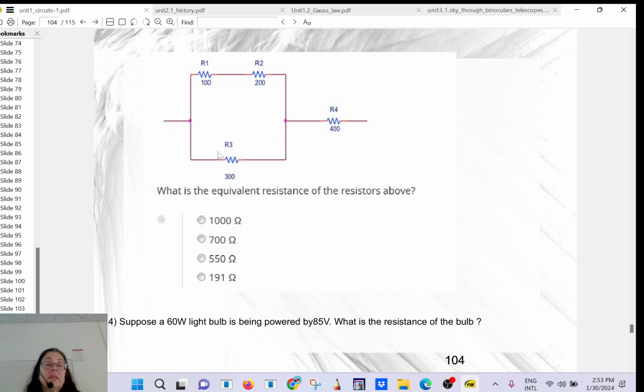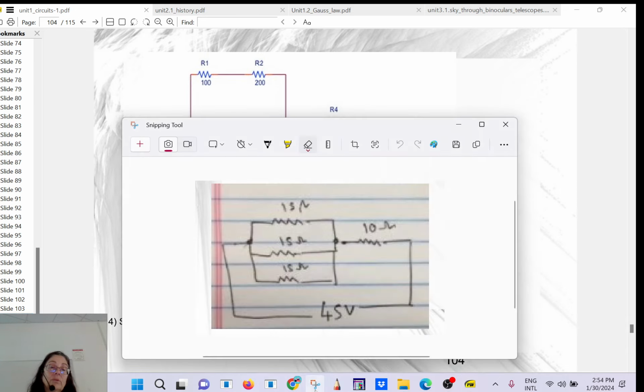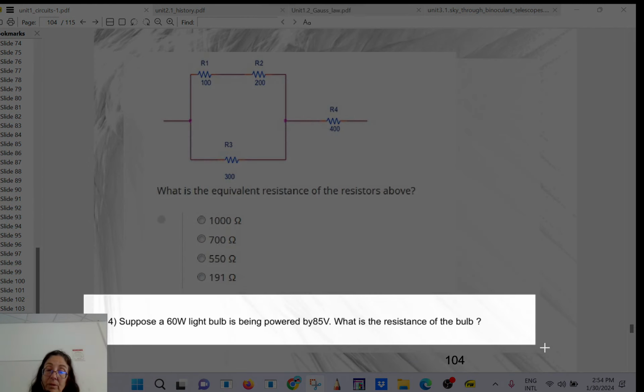So okay, let's do this one in our head. First of all, we take care of this one. 300 in parallel with 300 is going to be 150. In series with 400, it's going to be 550. Remember those equations for the power consumed. You have 3 equations: P equals VI, or RI squared, or V squared over R. So which one do you want to use here? V squared over R, very good.